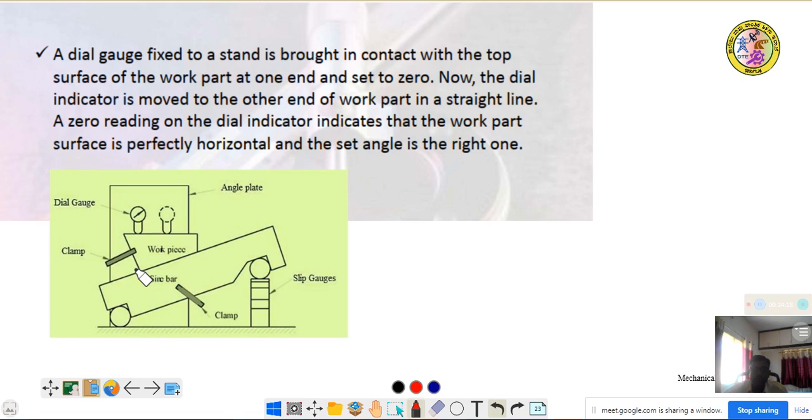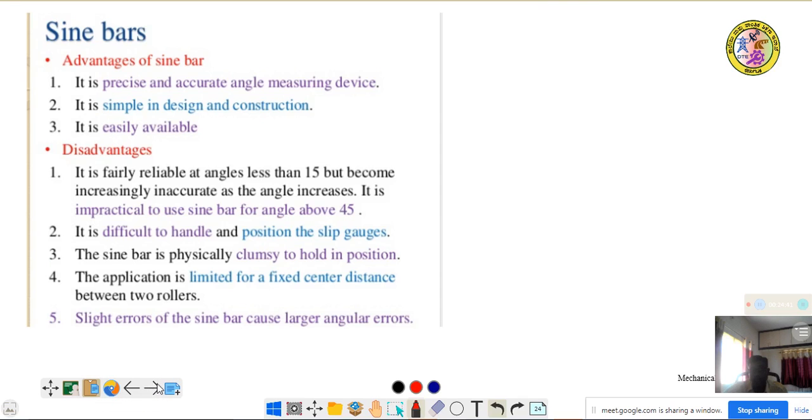The dial gauge fixed to a stand is brought in contact with the top surface of the work part at one end and set to 0. Now the dial indicator is moved to the other end of the work part in a straight line. A 0 reading on the dial indicator indicates that the work part surface is perfectly horizontal and the set angle is the right one. So in this way, we are going to measure the unknown angle using the sine bar.